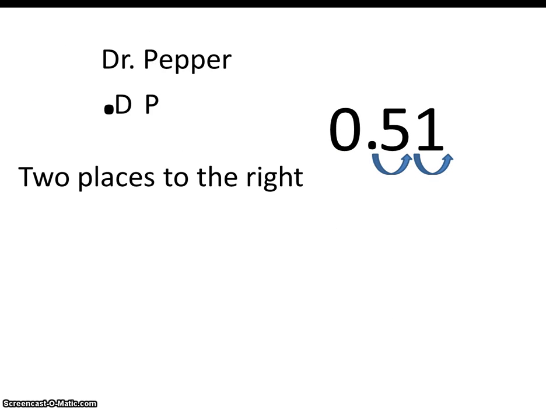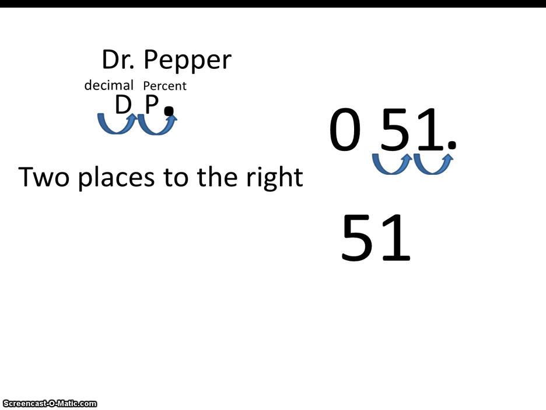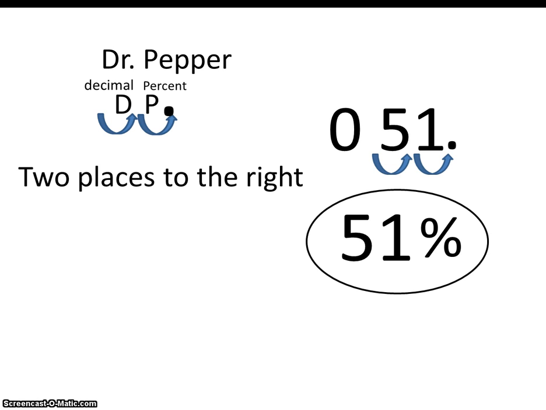Here's another example. The D is the decimal and the P is the percent, remember. We're going to follow the same pattern as Dr. Pepper. Move it over once, twice. So we're going to start at the decimal point in 51 hundredths and move the decimal point over 2 places to the right. We get the number 51, and then we add a percent sign. So our answer is 51%.